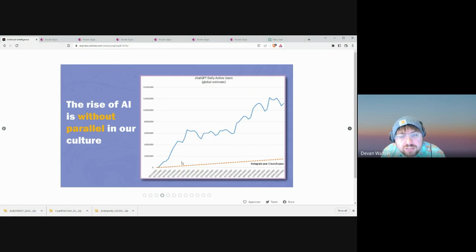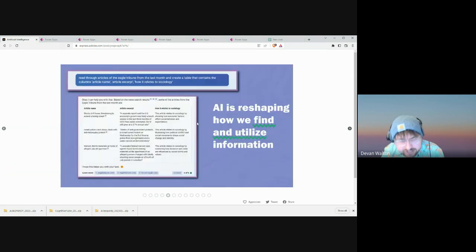But if we look at this graph, you can see the little orange dotted line representing Instagram acquired users at a much, much slower pace than this blue line, which is ChatGPT's daily active users. So ChatGPT and AI technology in general is kind of unparalleled in our culture in terms of new user acquisition and growth. It really is having a major, unprecedented impact on our culture, and it's doing this in several ways. It's impacting how we fundamentally find and utilize information.